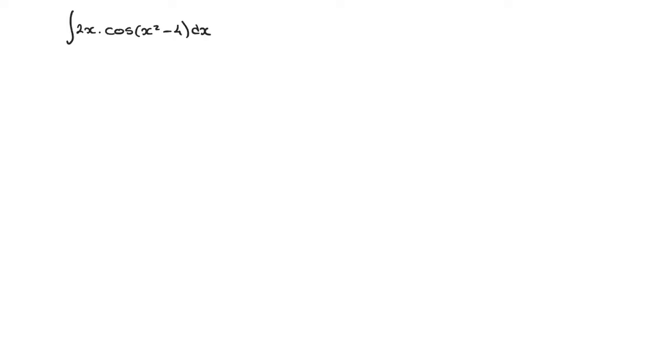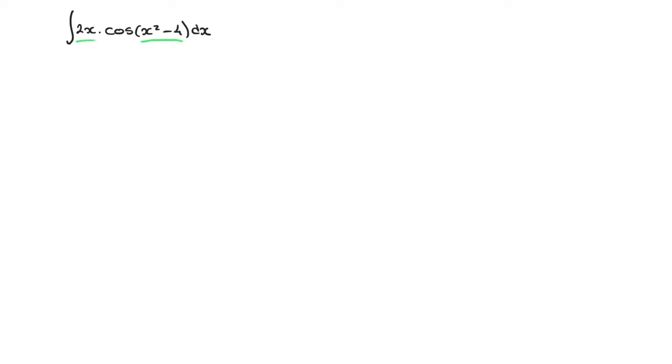Now, looking at this integral, the first thing I want to draw your attention towards is that we're trying to integrate a product of two functions. Indeed, we have 2x, which is multiplying the composite function cosine of x squared minus 4. As soon as we have a composite function inside the product, the first thing we want to do is look at the function inside the composite function. In this case, that would be x squared minus 4. And we compare that to the other function in the product.